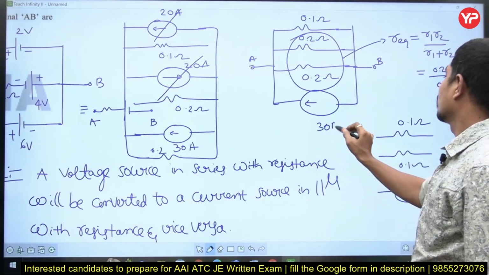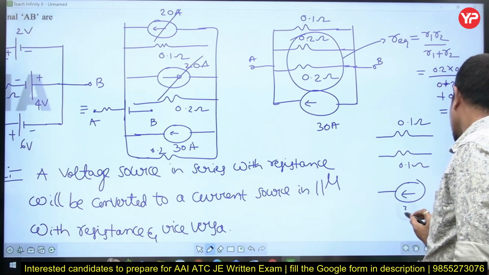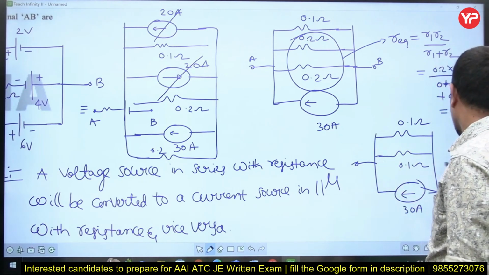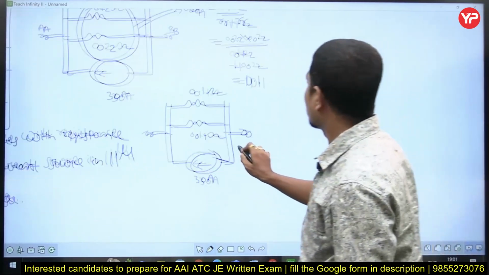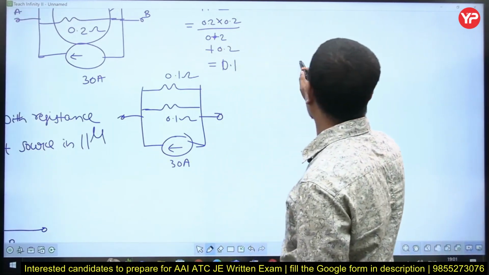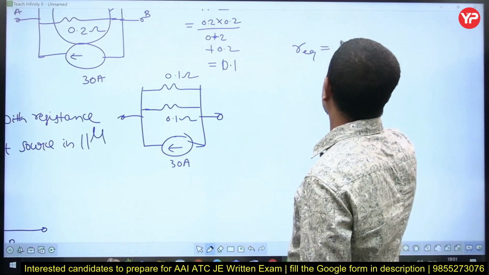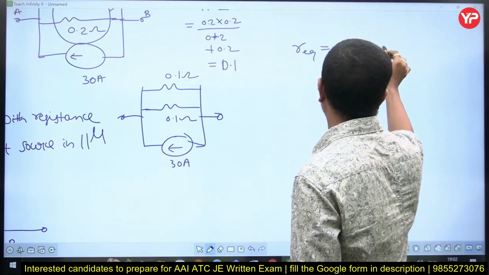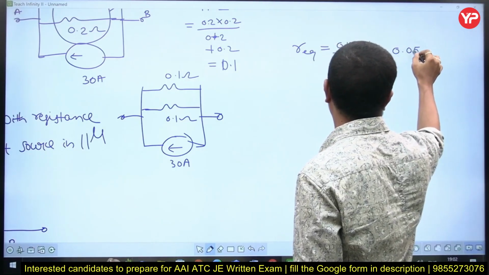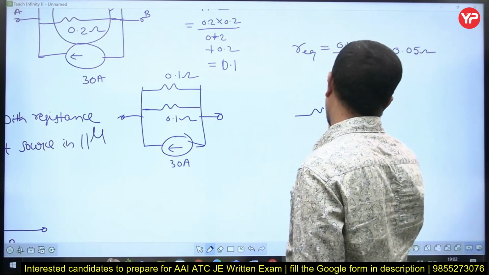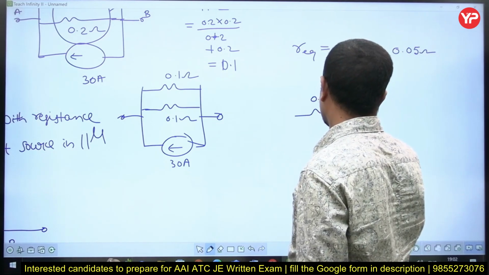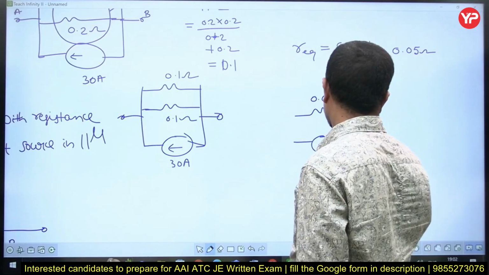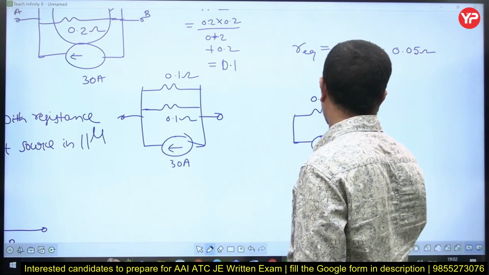This current source is how much? 30 amperes. Now again these two are a parallel combination, R1 R2 by R1 plus R2. R equivalent is equal to 0.1 into 0.1 by 0.1 plus 0.1, that is 0.05 ohms. Now I have a resistance of 0.05 ohms in parallel with 30 amperes.